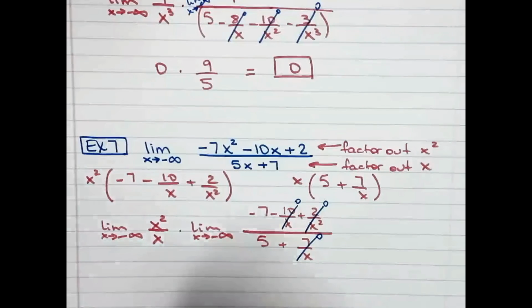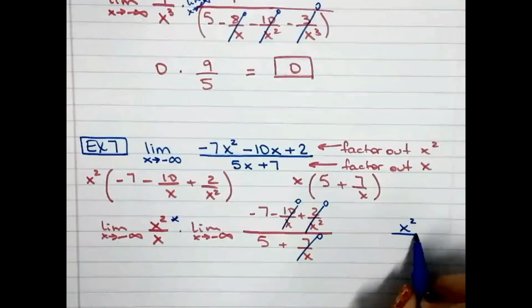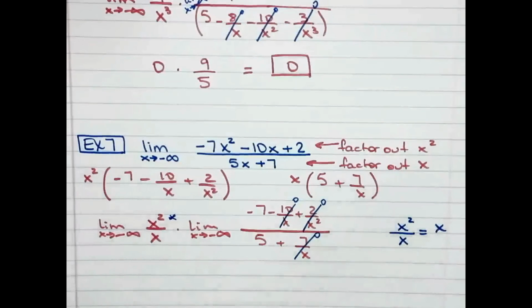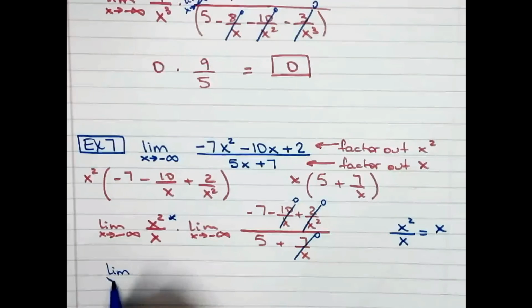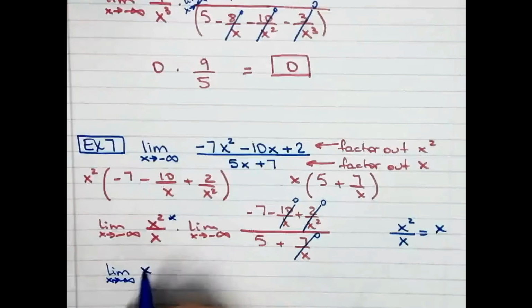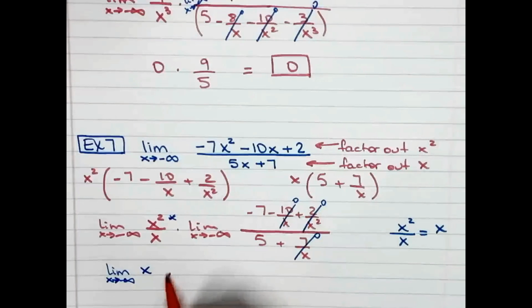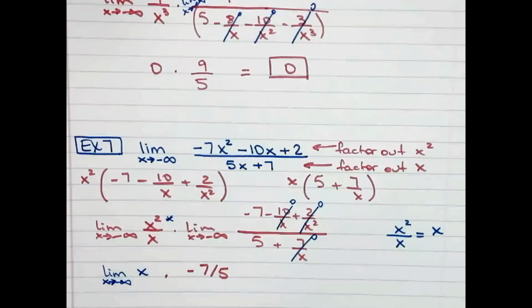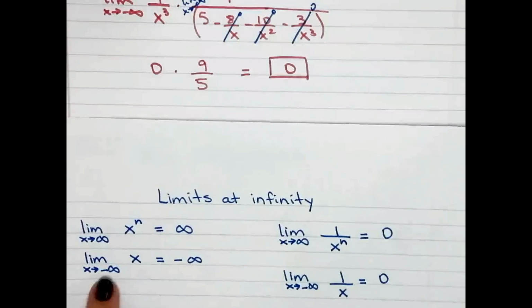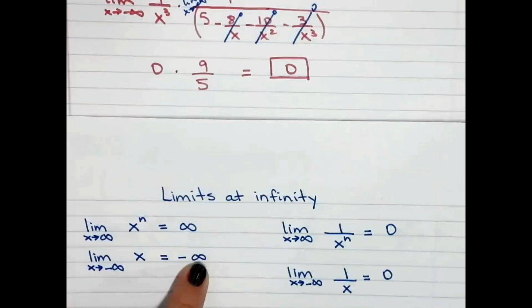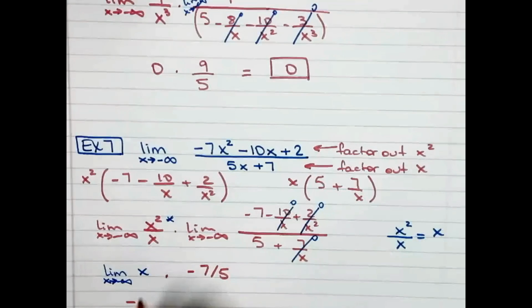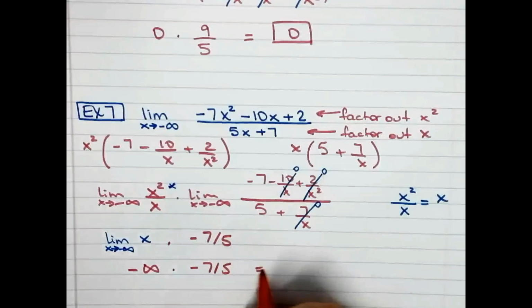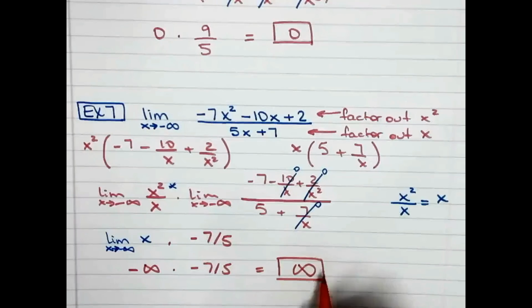Now, what do we do here? So I can simplify x squared over x as just x. So here I have the limit as x approaches negative infinity of just x. And here I have the limit of a constant, so negative 7 over 5. Okay, so here's my chart. So negative infinity times negative 7 over 5, same sign, so positive infinity right there.